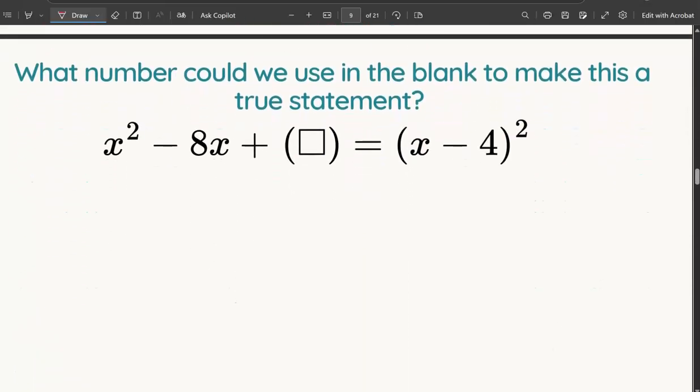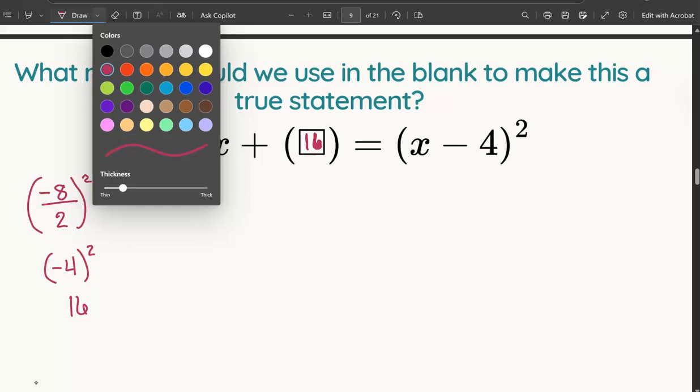So what number could I put in the blank to make this true? So I'm going to take half the middle term and square it. So -8 divided by 2 is -4, and -4 squared is +16. So +16 can go in our box.